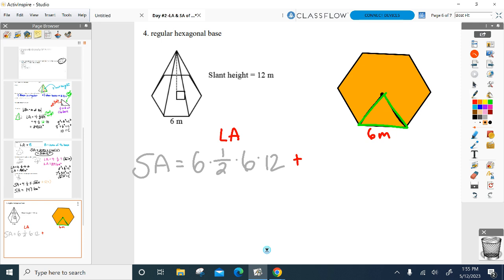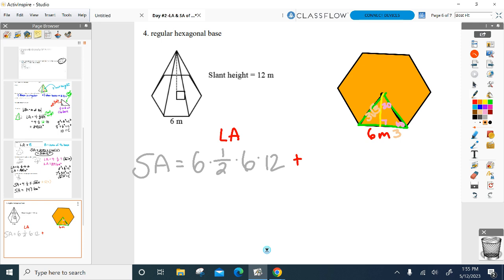When I draw in the height, it becomes bisected. So 30 here, 60 down here. What's opposite the 30? Smaller side, which would be what? 3, because remember the height bisects the side too. So I got a 3. What's across from the 60? 3 radical 3, right?